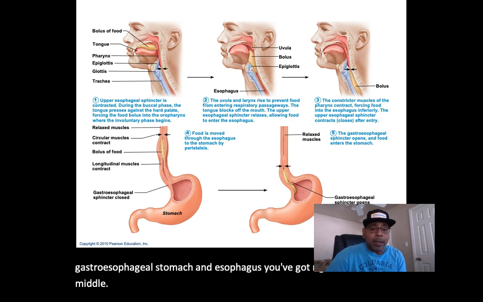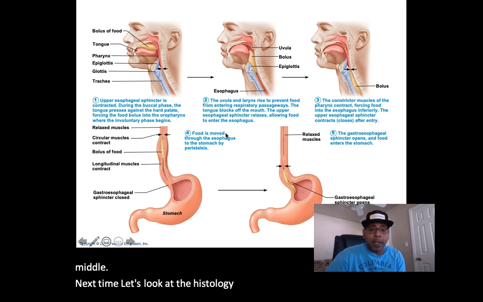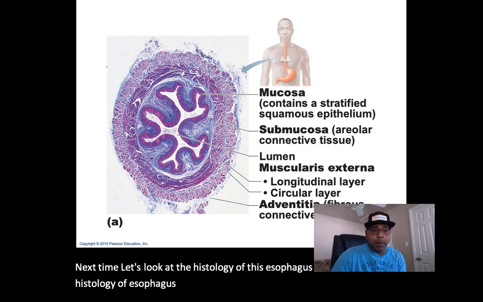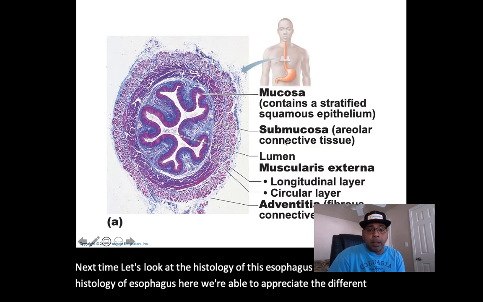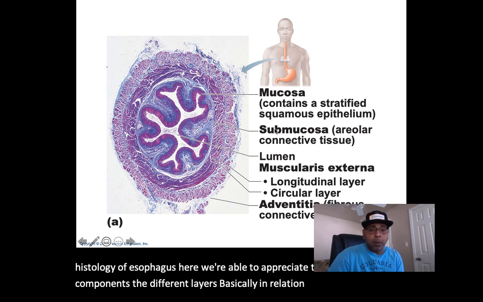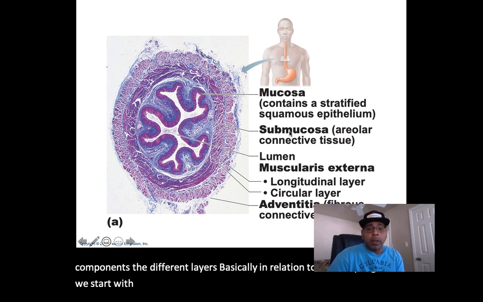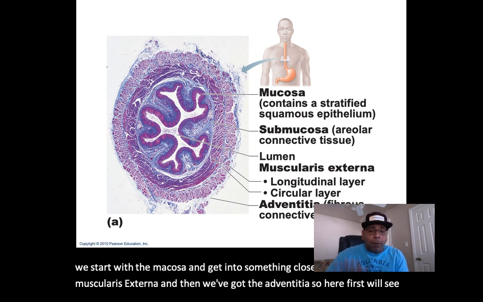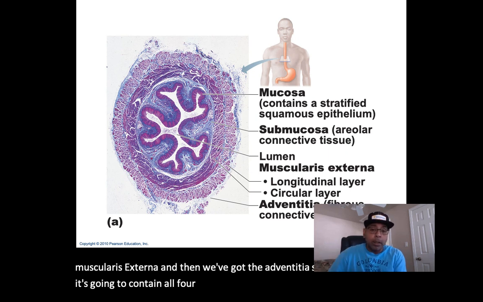Next then, let's look at the histology of this esophagus. When we look at the histology of this esophagus, here we're able to appreciate the different components, the different layers basically in relation to that esophagus. We start with the mucosa and get into the submucosa, then the muscularis externa, and then we've got the adventitia. So here first we'll see it's going to contain all four basic alimentary canal layers.